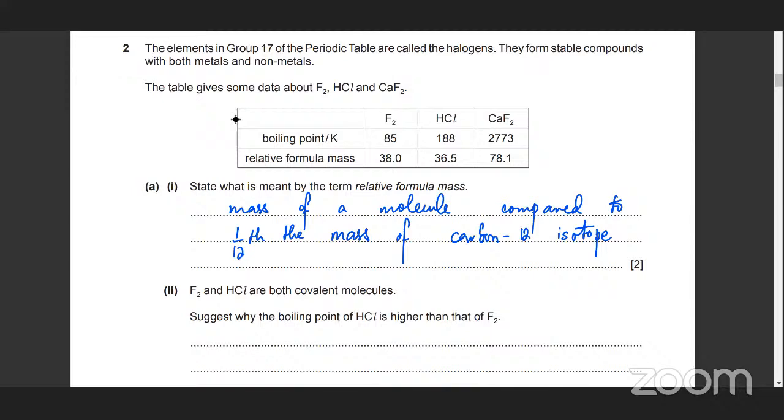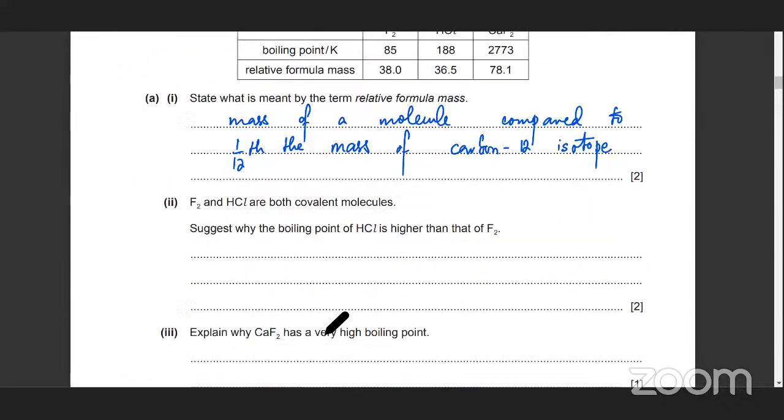Next one is F2 and HCl are both molecules, suggest why the boiling point of HCl is higher compared to F2. Now, the reason the boiling point of HCl is higher compared to a fluorine molecule, क्या reason होगी?